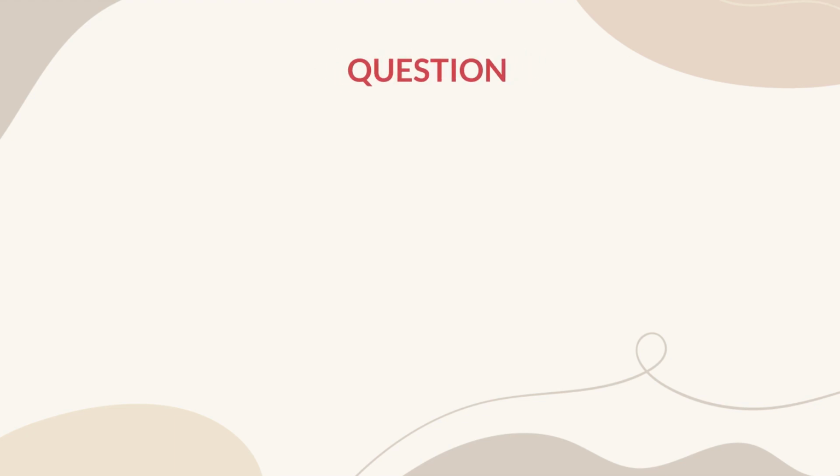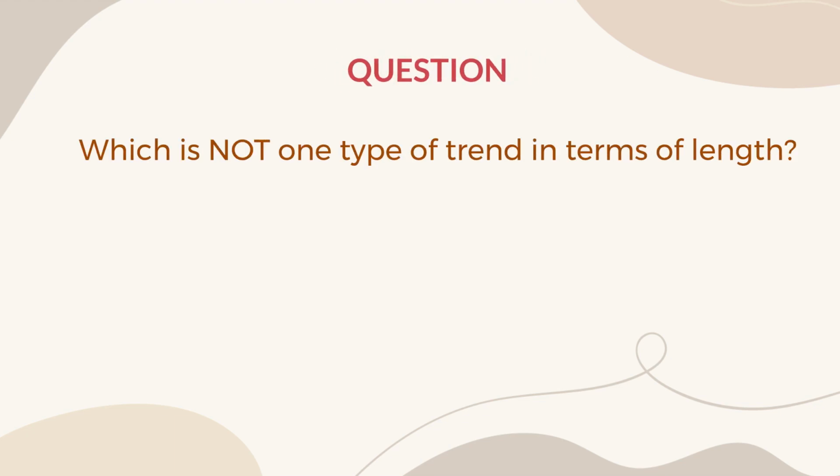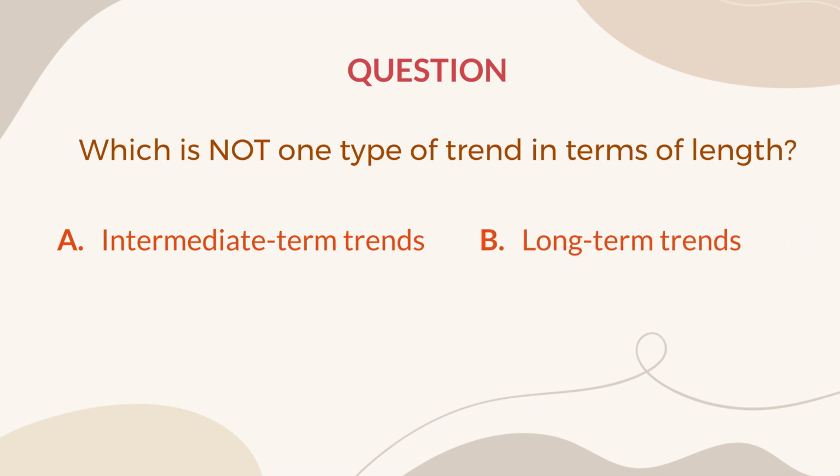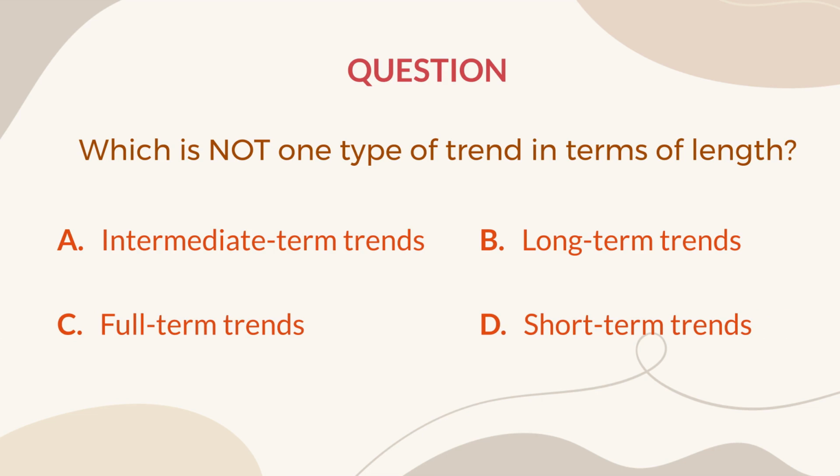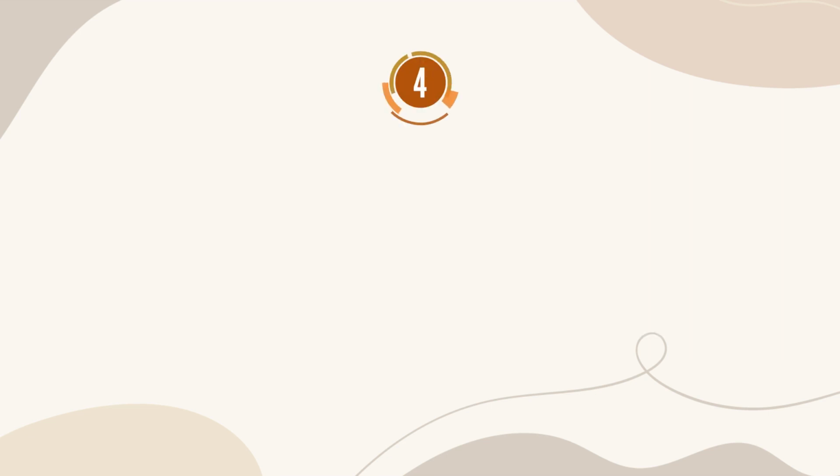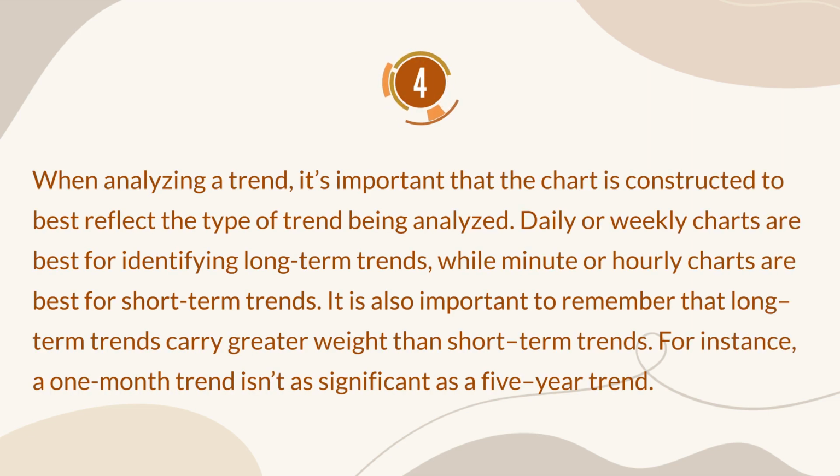Answer the question. Which is not one type of trend in terms of length? A. Intermediate-term trends. B. Long-term trends. C. Full-term trends. D. Short-term trends. The correct answer is C. Full-term trends.